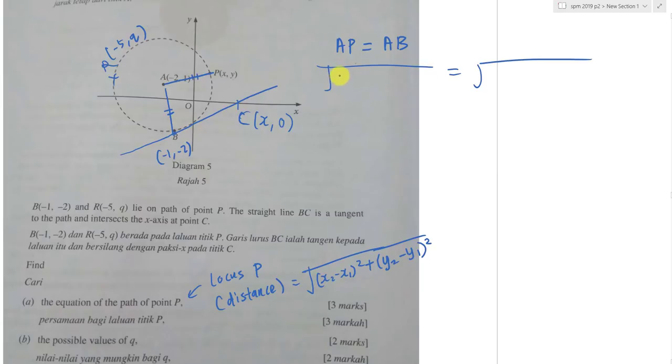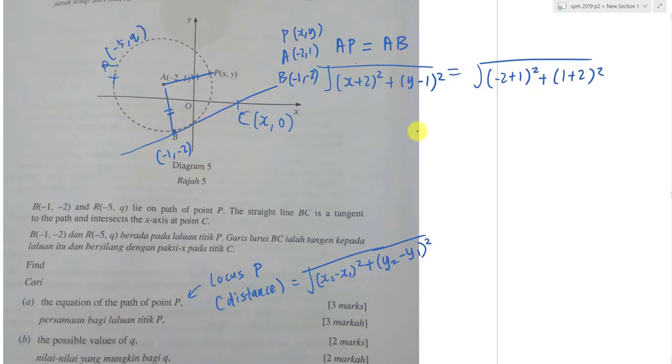So P is (x, y), right? So I will just use P first. Base P is (x, y). My A is (-2, 1). I prefer x first, so (x minus -2), which is (x plus 2) squared, plus (y minus 1) squared. That's AP. Then I need to solve AB. What is my coordinate B here? (-1, -2). So I will say (-2 plus 1) squared, and then (1 plus 2) squared, because 1 minus -2 is 1 plus 2, squared.